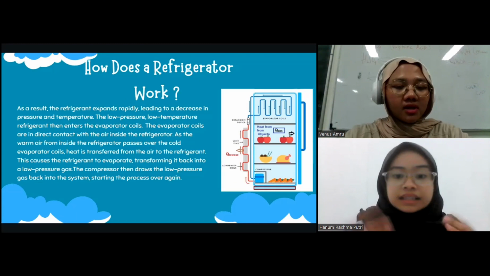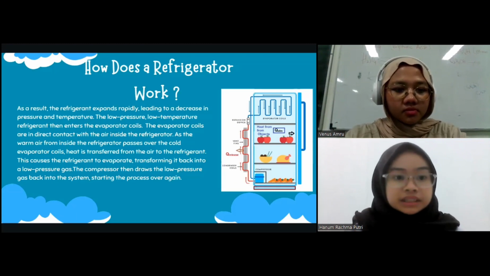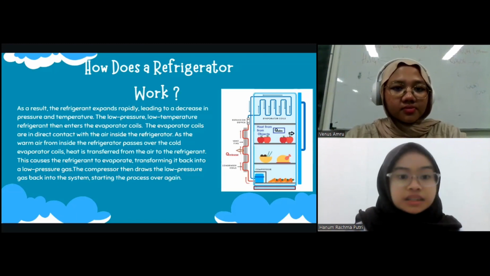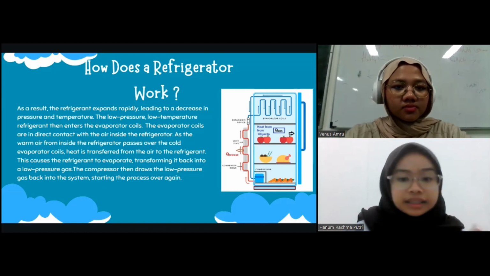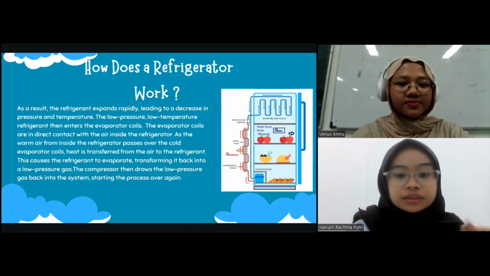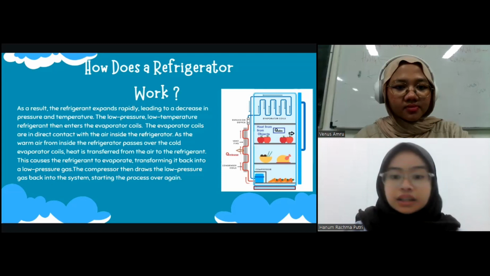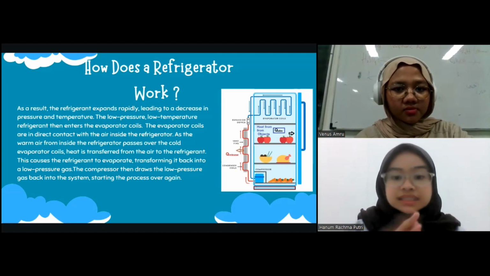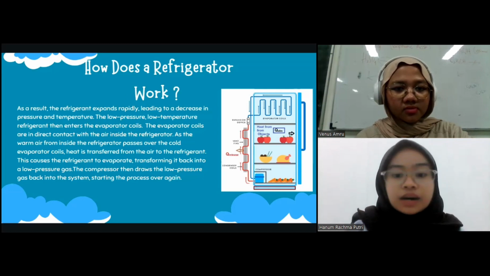The compressor then draws the low pressure gas back into the system, starting the process over and over again. This continuous circulation of the refrigerant allows the refrigerator to maintain a cool temperature inside while transferring heat outside.